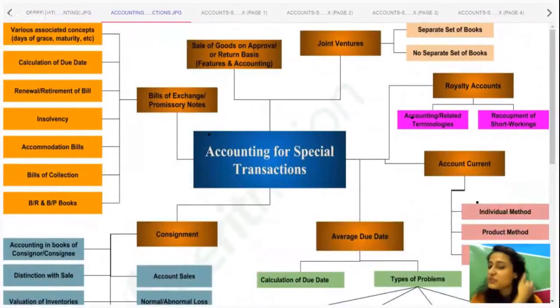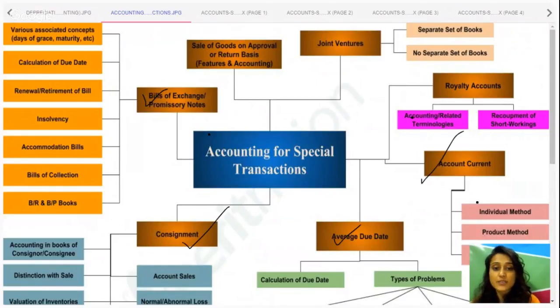Okay, so accounting for special transactions, you have certain types of items here. You have the bills of exchange and the promissory notes, and then you have sale of goods on approval, also called return basis. Then joint ventures, royalty accounts, account current, average due date, and consignment. And mostly all of this is also covered with you in class 12. So you must have done them, and I'm sure you must be remembering the concepts also.